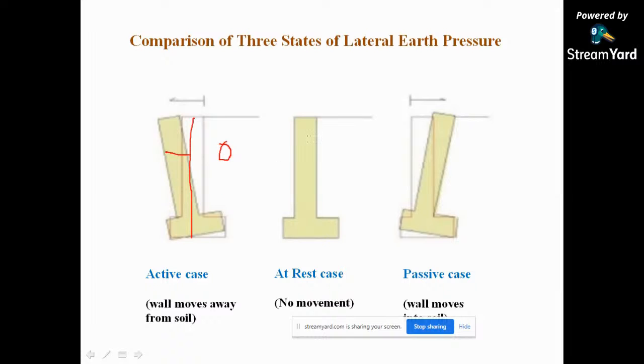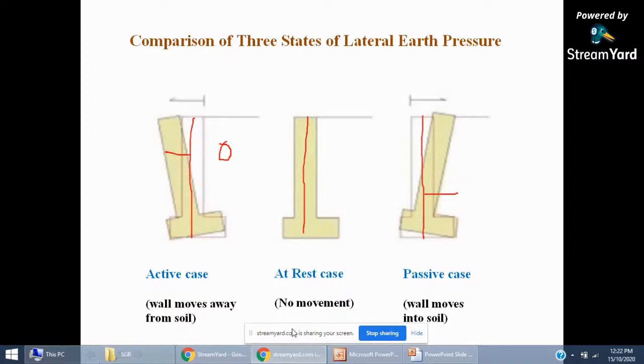So this is again a wall in a rest condition, but it is not moving because there is a slab over here. So the soil will have no movement, and that will be the condition of rest. And next, the wall is here and it is moving to the right-hand side, so this will be passive earth pressure. That means the wall is trying to move into the soil, so that will be the passive earth pressure.